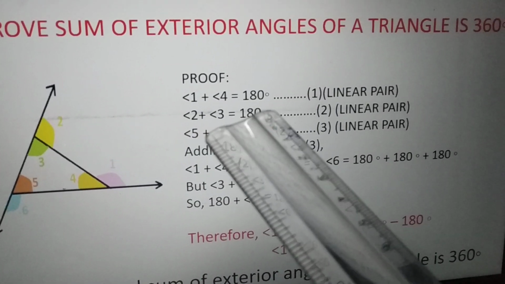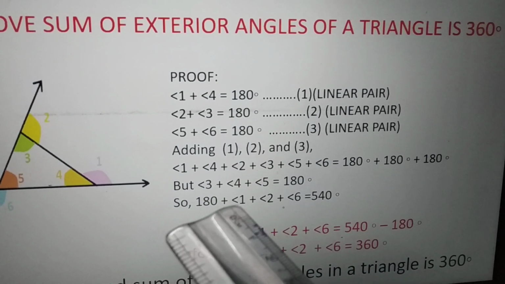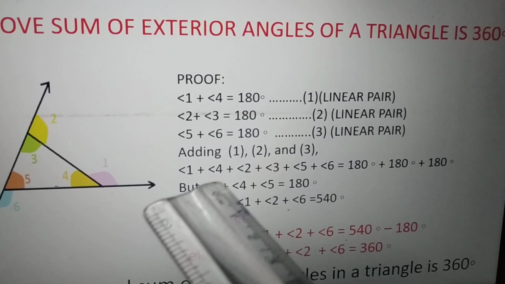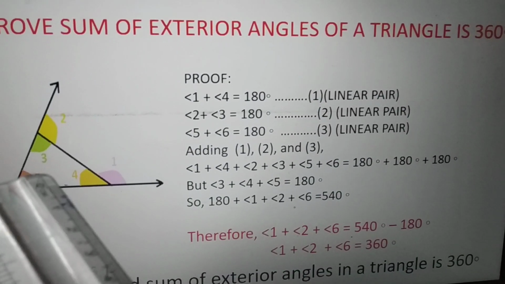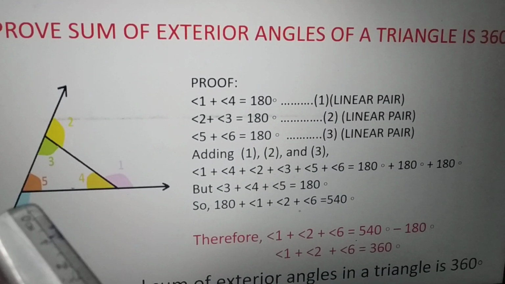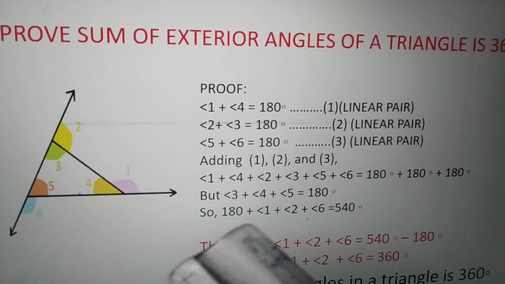So, let us take it as 3 different equations, and adding the equations we are able to observe that the sum of all these angles is equal to 540 degrees. But we know here angle 3 plus 4 plus 5 is an interior angle. So the interior angle sum of a triangle is 180 degrees.